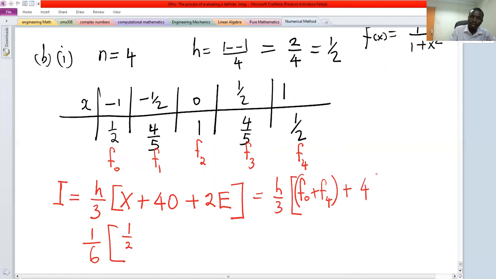plus 4. Odd ordinates means f1 and f3, not f2. And then even, remember, you don't pick f4 because f4 was the end ordinate. So the only even remaining is f2. So don't make that mistake of adding f4 here. f4 is not taken because for this given case, f4 is an endpoint. So you can't include f4 in this part and also this other part. Each value is just input once.